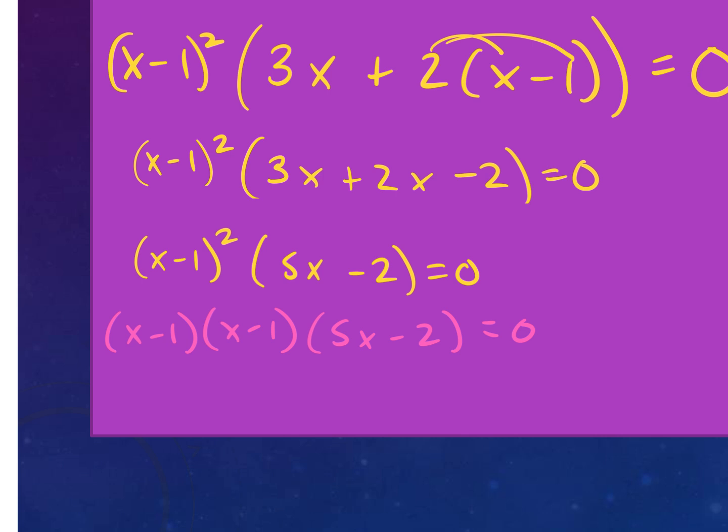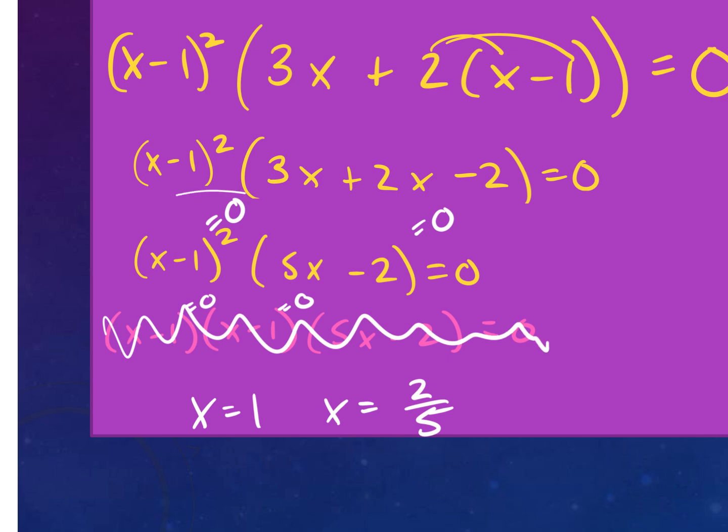Because from here, we'd set everything equal to 0. But x minus 1 is equal to 0 and x minus 1 is equal to 0 gives you the same answer. So if you would have just set them equal to 0 up here, same thing. Because you don't have to list the same answer twice. So x is equal to 1 and x is equal to 2 over 5. So this step isn't necessary. You could just set them equal from here. Any questions?